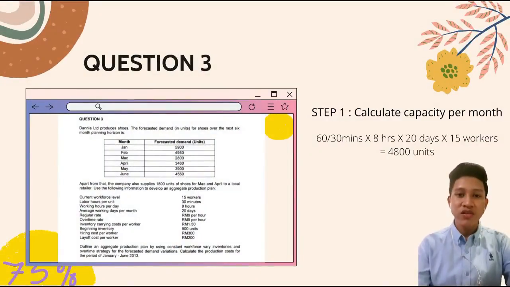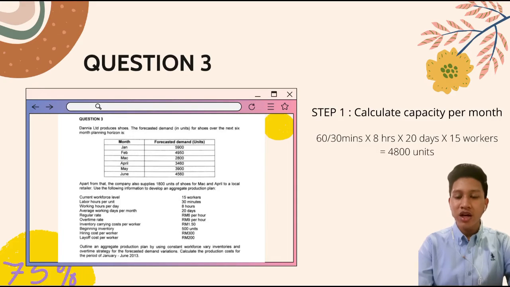Now I will explain question 3. The question is, Danya Ltd produces shoes. The forecasted demand in units for shoes over the next 6 months planning horizon is 5,900 in January, 4,950 in February, 2,800 in March, 3,460 in April, 3,900 in May, and 4,560 in June.